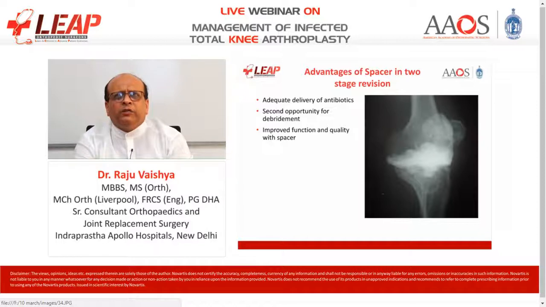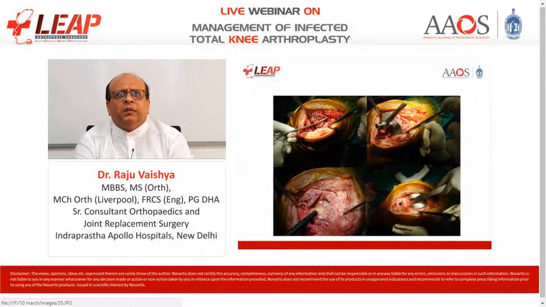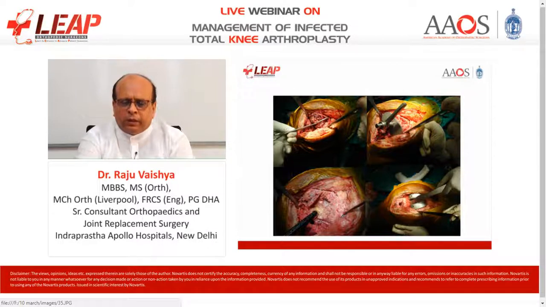The advantages of a spacer in two-stage revision include adequate delivery of antibiotics in the postoperative period. They give you a second opportunity for debridement. They improve the function and quality of life of the patient. Here are some of the steps you can see while reimplanting the prosthesis in a two-stage revision total knee arthroplasty.